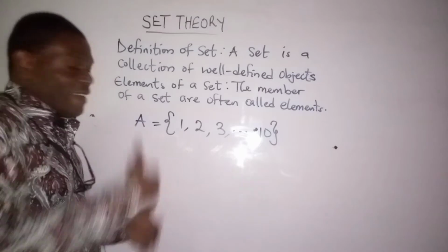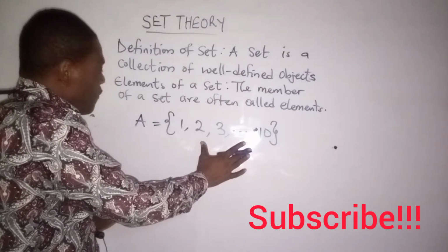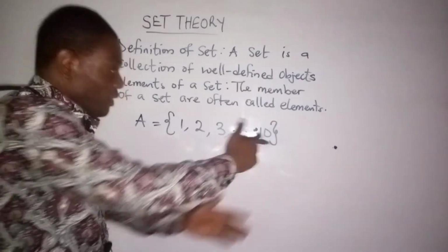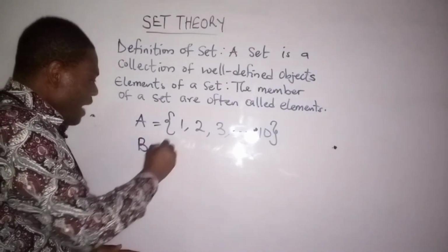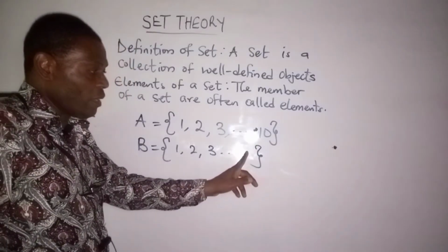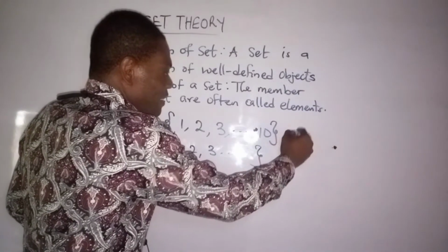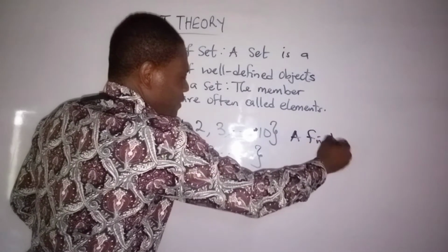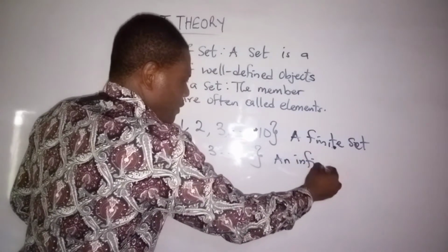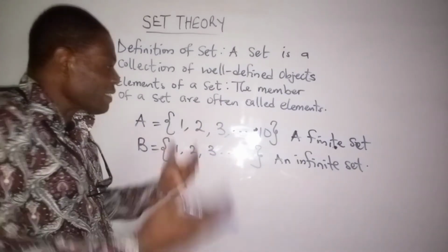Now, there are different kinds of sets: the finite set and the infinite set. This is an example of a finite set, because it stops at the point 10. But if I have a B and it's 1, 2, 3, and so on without a stop, then it's called an infinite set. A finite set, an infinite set. So when we talk about sets, they can come in various ways.